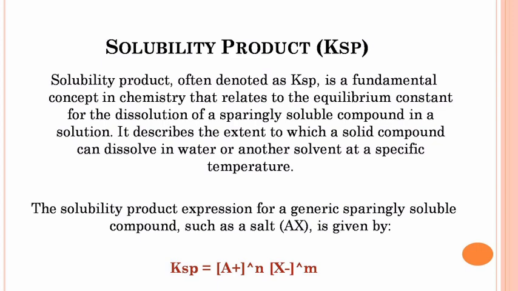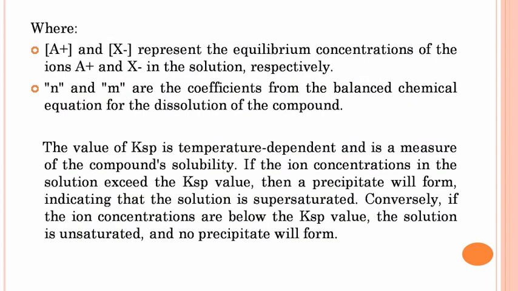[A+]^n [X-]^m, where [A+] and [X-] represent the equilibrium concentrations of the ions A+ and X- in the solution, respectively. n and m are the coefficients from the balanced chemical equation for the dissolution of the compound. The value of Ksp is temperature dependent and is a measure of the compound's solubility.